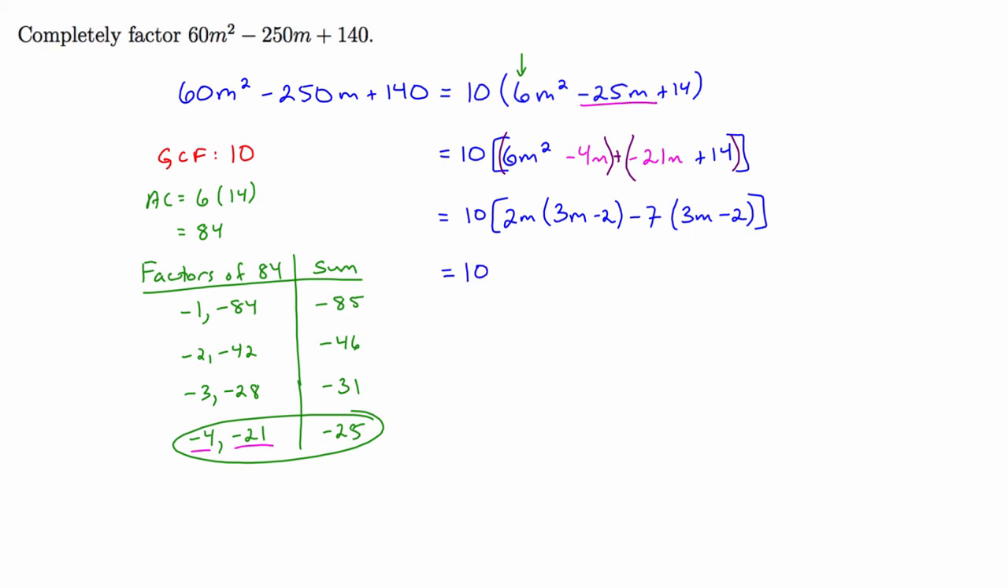Since both those groups do have a 3m minus 2, we can factor that off and write down the remaining pieces, 2m minus 7, giving us a factored version of 10 times the quantity 3m minus 2 times the quantity 2m minus 7.